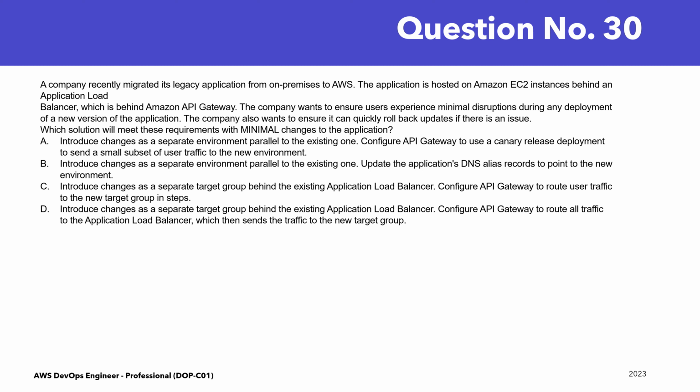C. Introduce changes as a separate target group behind the existing application load balancer. Configure API Gateway to route user traffic to the new target group in steps. D. Introduce changes as a separate target group behind the existing application load balancer. Configure API Gateway to route all traffic to the application load balancer, which then sends the traffic to the new target group. Correct answer, C.